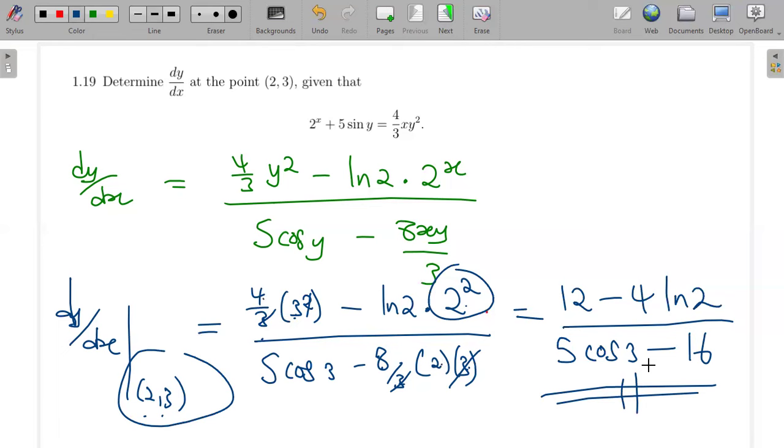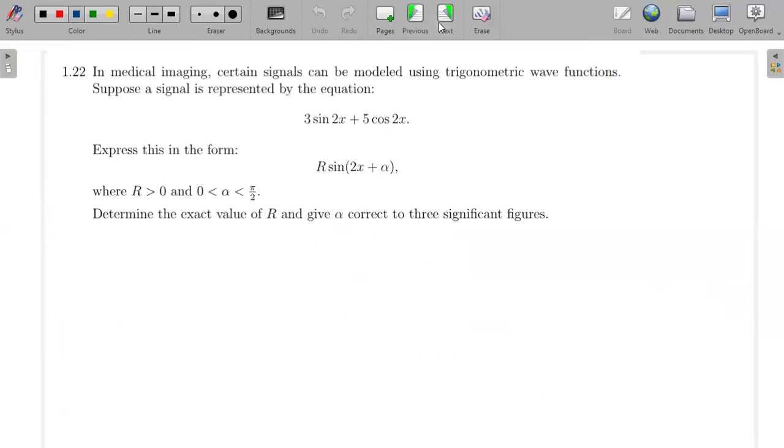Okay, so if there are no questions, I'll proceed to the next one. The next one is on trigonometry. It's a very simple question.